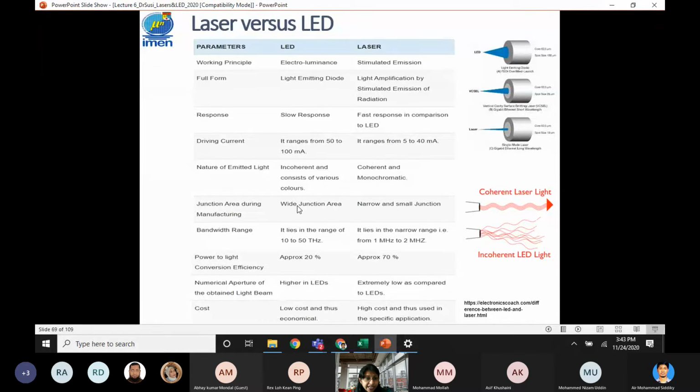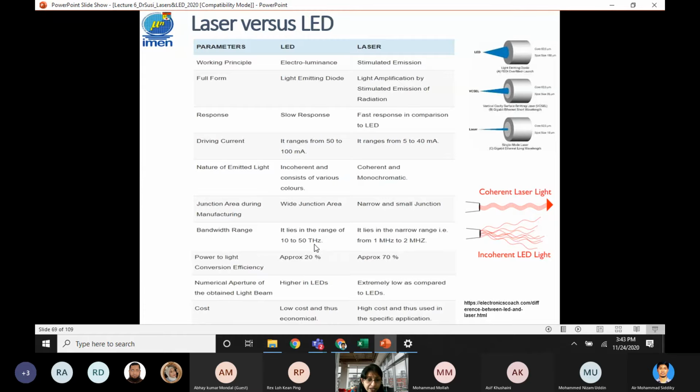The junction area in LED is very wide, right? That's why it can light up a whole room. The junction area is very big, whereas for a laser, it's narrow and small. You can see here for an LED, the spectrum is very wide, whereas for laser, it's very sharp. That's why it can go far, while LED cannot go far. This shows incoherency. So laser light is coherent and LED light is incoherent.